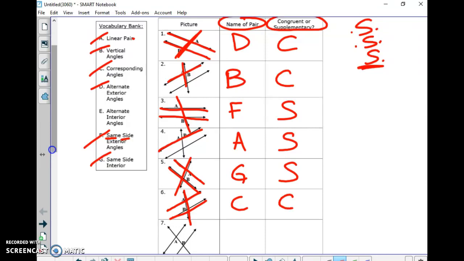Corresponding are congruent. Last but not least, on this page, number 7, A and B are between the parallels, so they're interior, but they're on different sides of this transversal, so they're alternate. Alternate interior angles. So if they're alternate interior, we know they're going to be congruent.